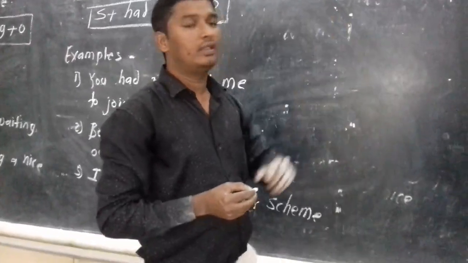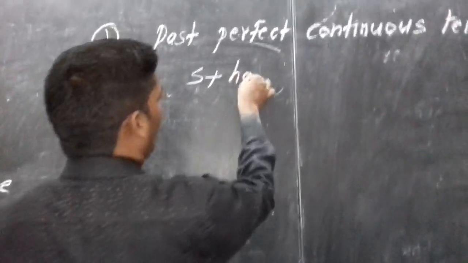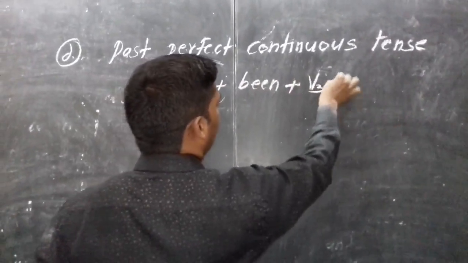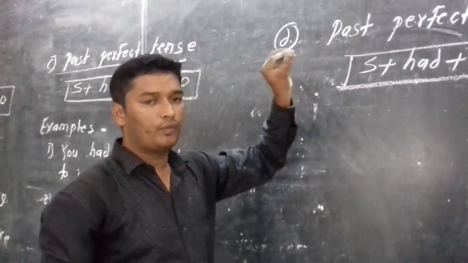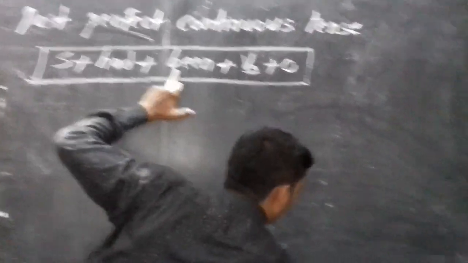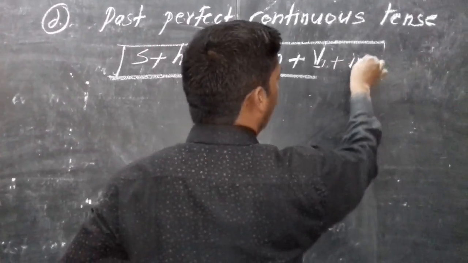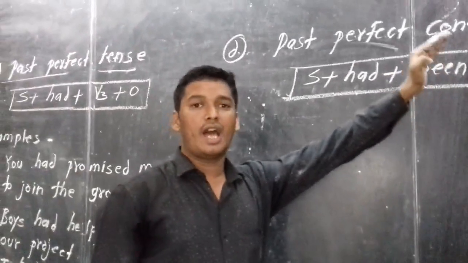So, what is the structure of this tense? Look: subject plus had plus been plus V1 plus ing plus O. Subject plus had plus been plus V1 plus ing plus O.